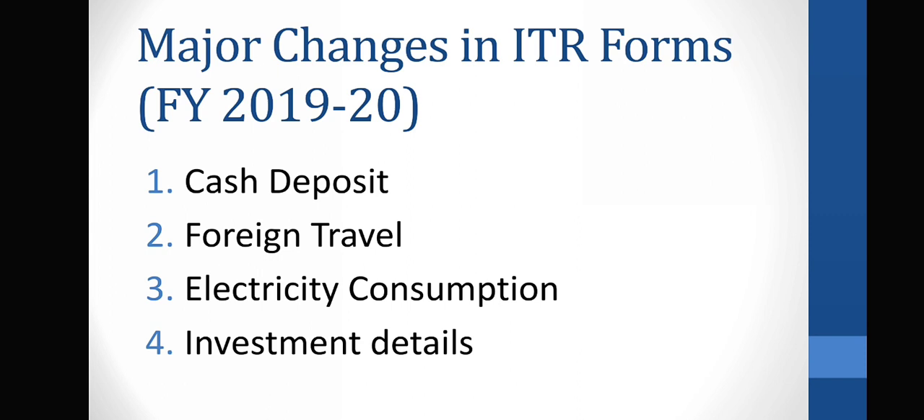As we know that due to coronavirus pandemic, the government has allowed any investment made under Chapter 6A of the Income Tax Act during the period 1st April 2020 to 30th June 2020 to be allowed as a deduction in the income tax returns of financial year 19-20. So, it has been amended in the forms and any details of investment under Chapter 6A from 1st April 20 to 30th June 20 has to be disclosed. So, these were the major changes in the income tax return forms.